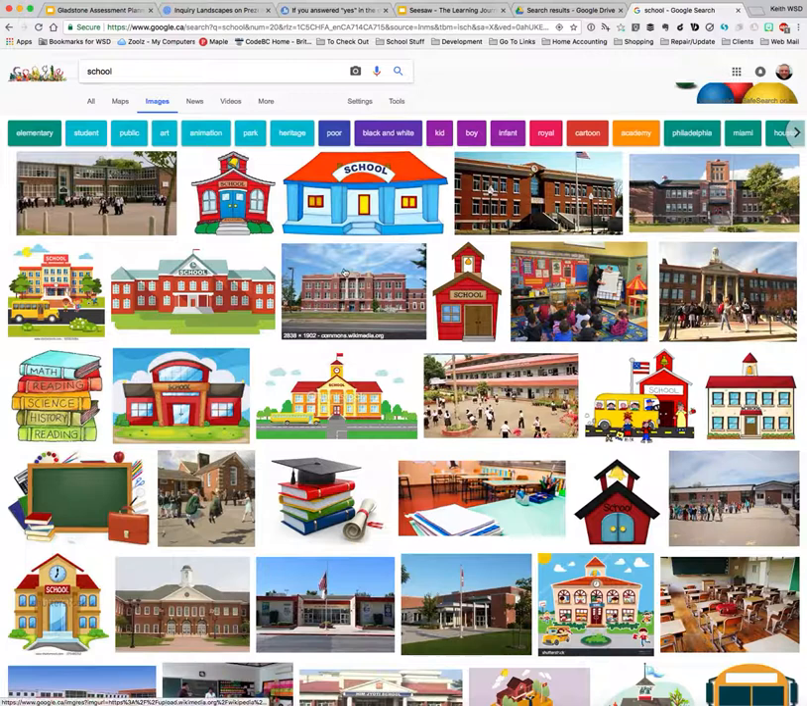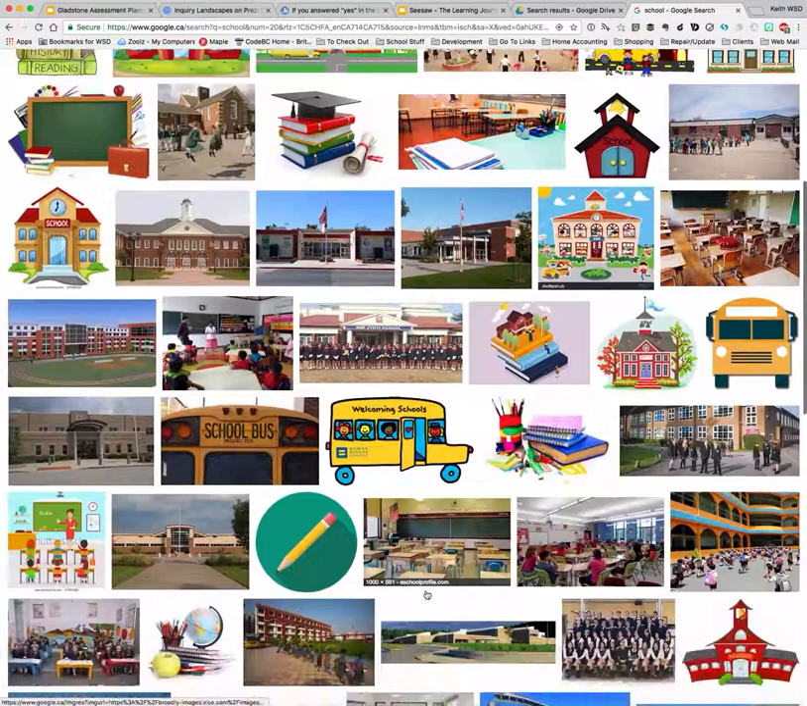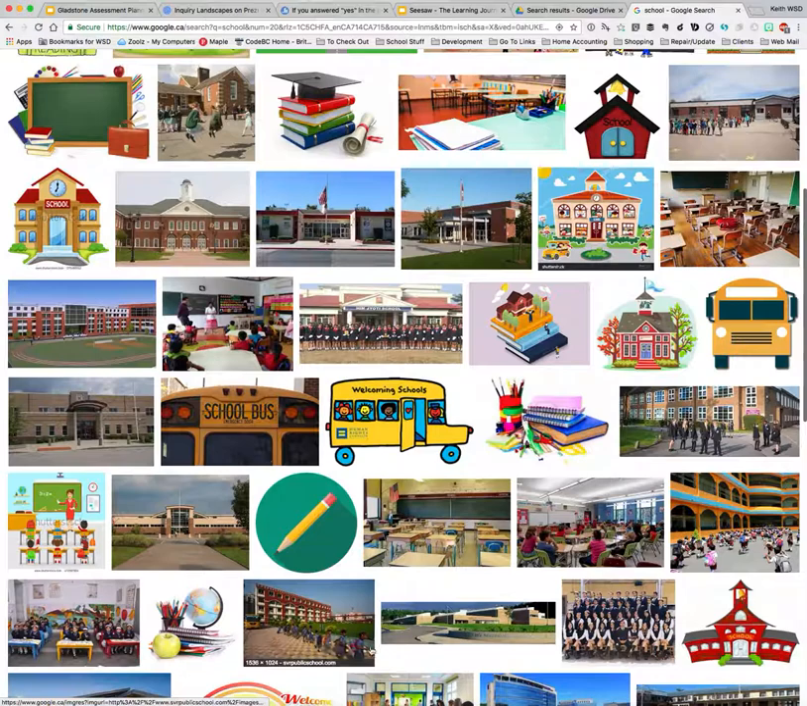And really, Google is a reflection on what society thinks schools are about. We've got one-room schoolhouses here. We've got fairly old-looking schools, fairly traditional-looking schools. We've got reading, writing, history, science. We've got chalkboards. We've got uniforms. We've got school buses. Pencils, kids and desks, globes, uniforms, walking in straight lines, things like that for schools.